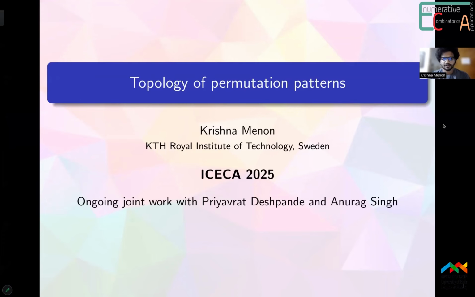So I'm going to be talking about topology of permutation patterns, and this is based on joint work with Priyavrat Deshpande and Anurag Singh.